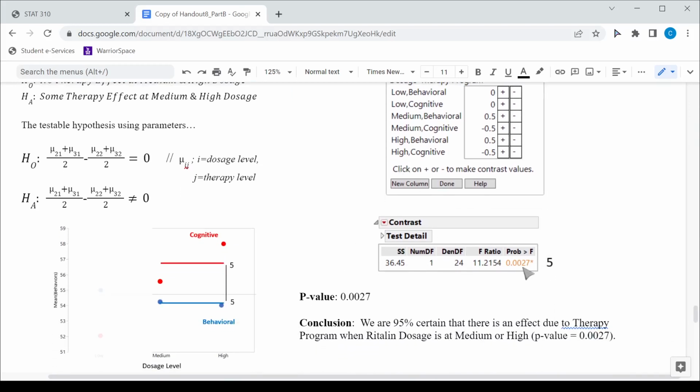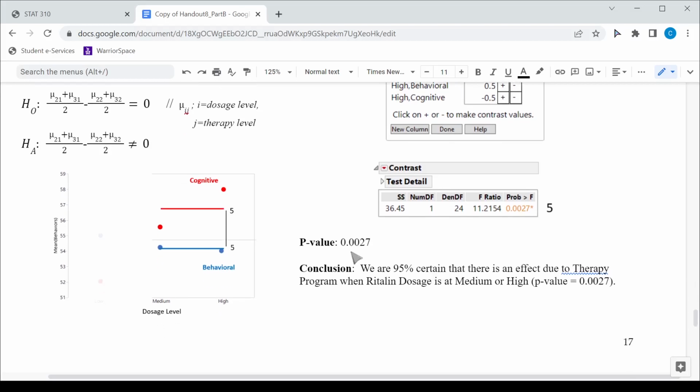When I do that, this is the p-value that I get out over here in the lower right-hand corner. And this is saying that I do have significant differences between the behavioral and cognitive therapy programs when I combine the people from the high and medium dosage levels together. So if you don't worry about whether they're in the medium or the high, it is advantageous to put them in the behavioral therapy program. That's what this is saying. One more time, it is advantageous to put somebody in the behavioral therapy program when you combine all those people in the medium and high.